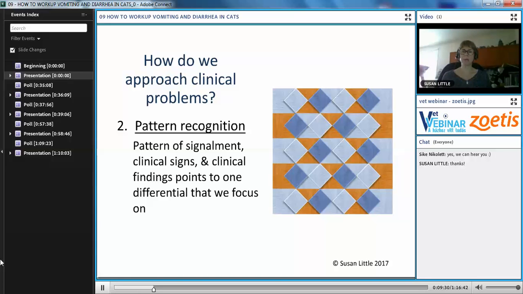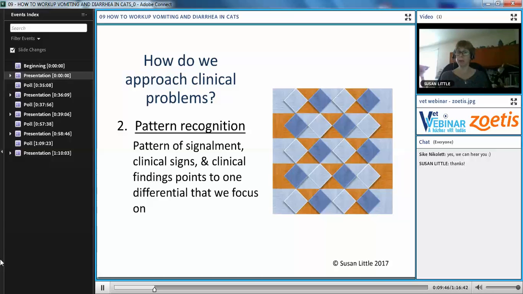So that's why it's best to make sure you do have that list, but you start off your approach using pattern recognition layered on top of that huge list of differential diagnoses so that you can begin to refine it down.